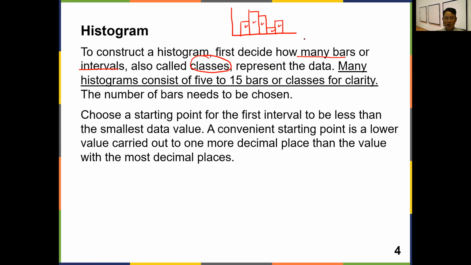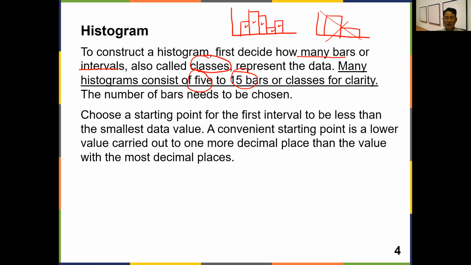Because if you are building this histogram, it is you who has to decide how many classes you are going to use. Well, the recommended number is anywhere between 5 to 15 bars. So you don't want to have like 200 bars built up because that's too detailed. And you don't want to have, for example, 2 bars like that because it's too general. So that's not recommended.